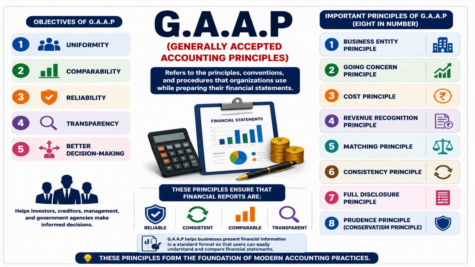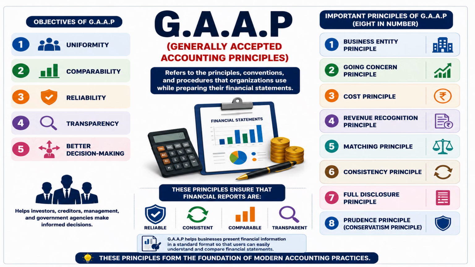Our first topic is about generally accepted accounting principles. Generally accepted accounting principles refers to the principles, conventions, and procedures that organizations use while preparing their financial statements. These principles ensure that financial reports are reliable, consistent, comparable, and transparent. Generally accepted accounting principles helps businesses present financial information in a standard format so that users can easily understand and compare financial statements. Some of the important objectives of generally accepted accounting principles are: first, uniformity.